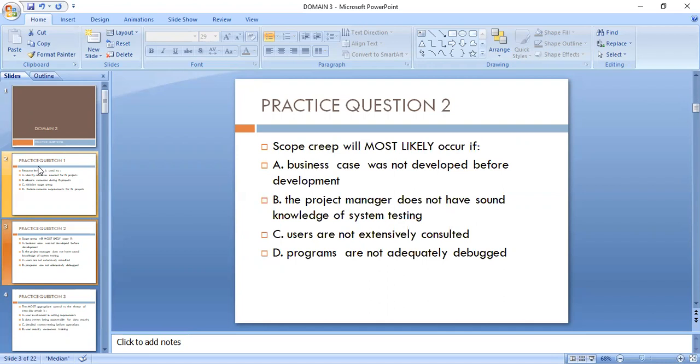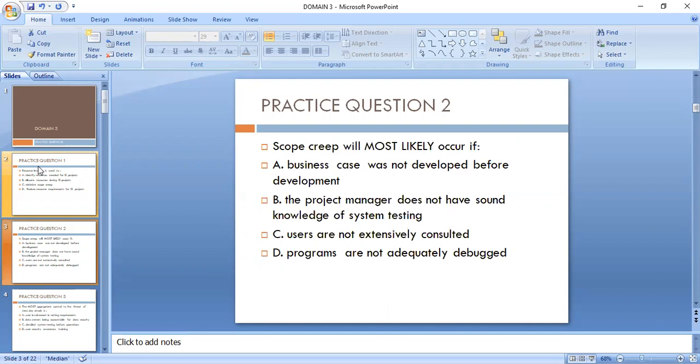Business case has to do with the justification for that software development project. So the best answer is actually C. Scope creep means we are shifting the requirements. So we are already in development. The programmers have started coding, about to implement.